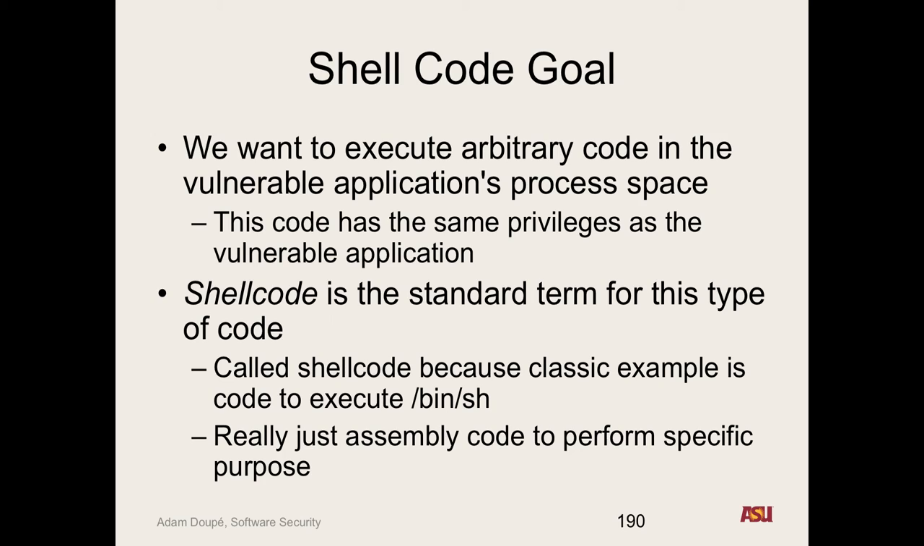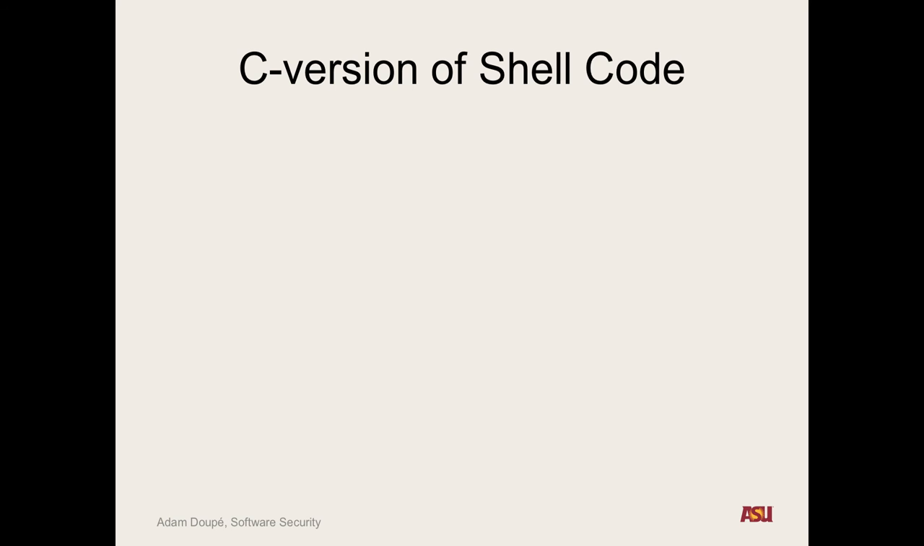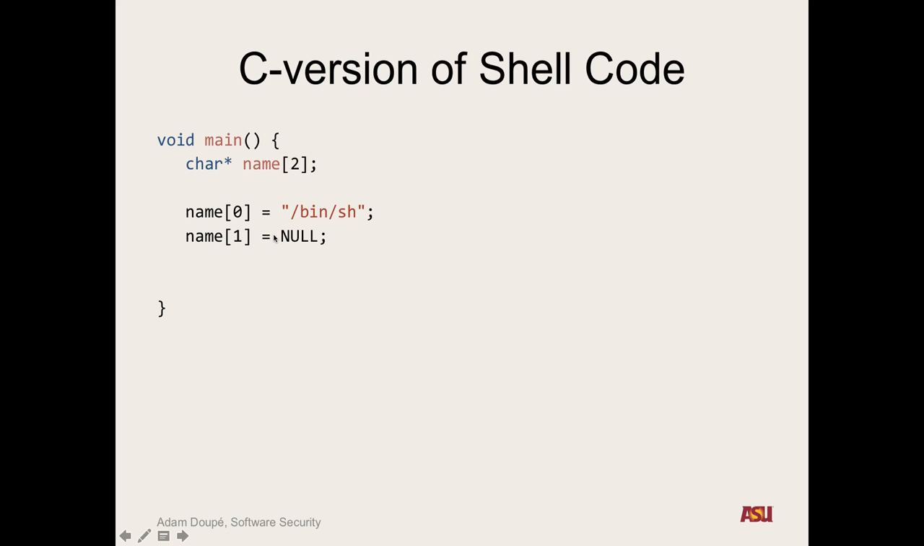We're going to look at building some shellcode from scratch to execute /bin/sh. In essence, this is what we want our shellcode to do. We have our main function. We have some character array. We want the name[0], the first element of this character array, to be /bin/sh. We want the next one to be null.